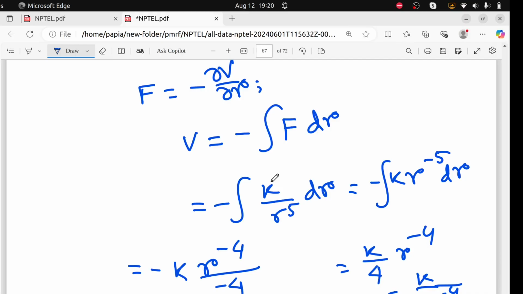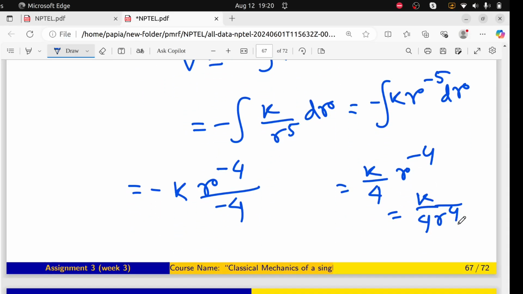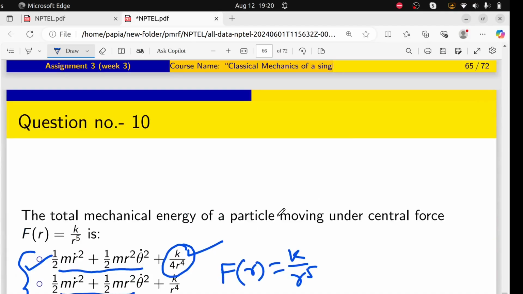So V is minus integration k r to the power 5 dr, and the integration is like minus k r to the power minus 4 by minus 4. So it is like k by 4 times r to the power minus 4, and it is coming as k by 4 r to the power 4. So I am having option number 1. Okay.